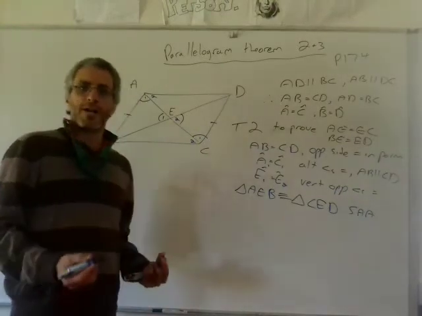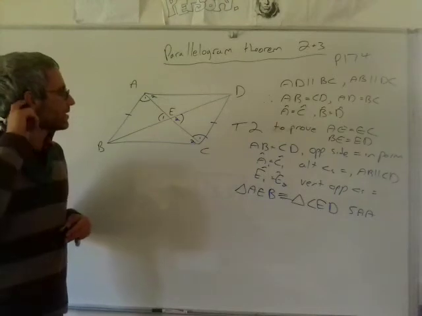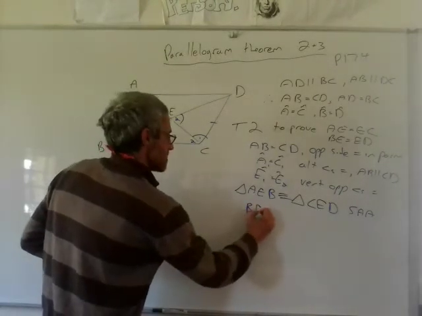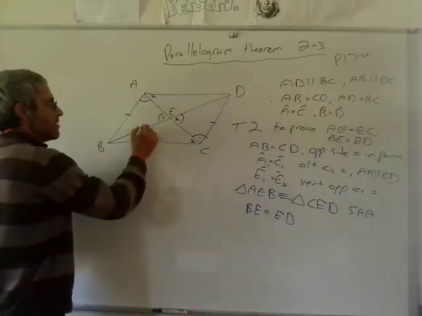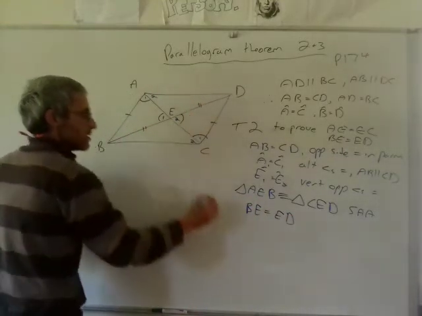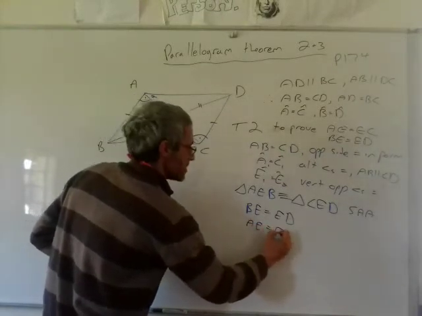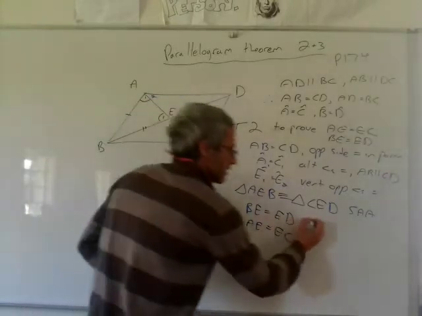Now, why am I doing this? When I know that these two triangles are congruent, then I can say the following. I can say BE equal to ED, okay? BE equal to ED. And I can also say that AE equal to EC, and I need to give a reason for both of them, okay?